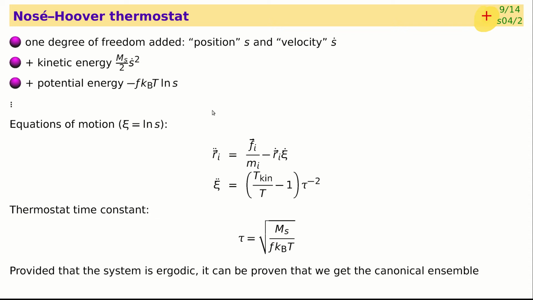If you are curious how such a degree of freedom added to the system in the Nosé-Hoover thermostat looks like, the kinetic energy is quite fine, and the potential energy is here. F is the number of degrees of freedom. And these are the equations of motion, the modified ones. You can see that in the right-hand side we have velocities.